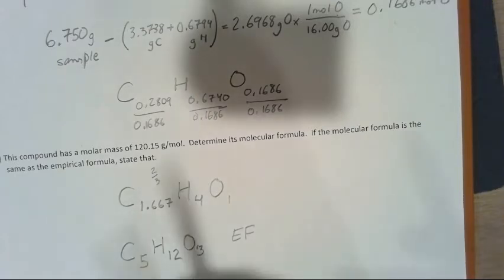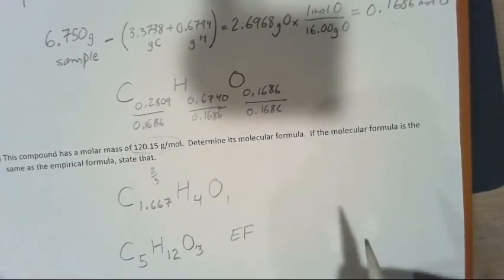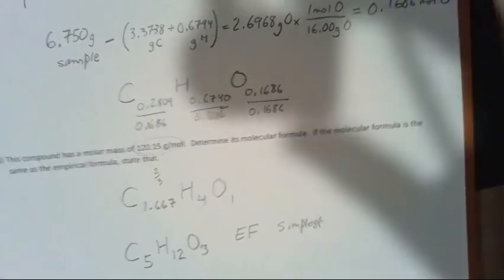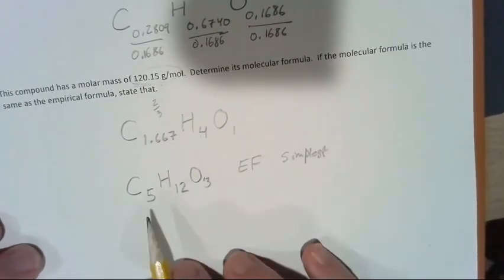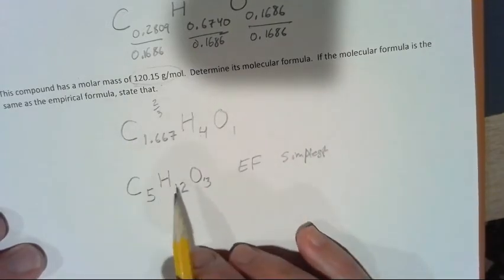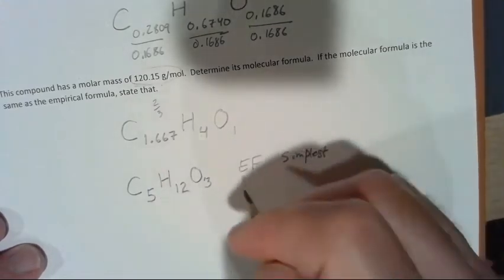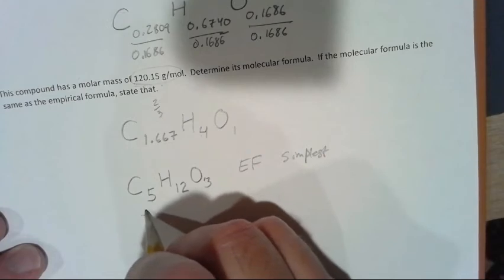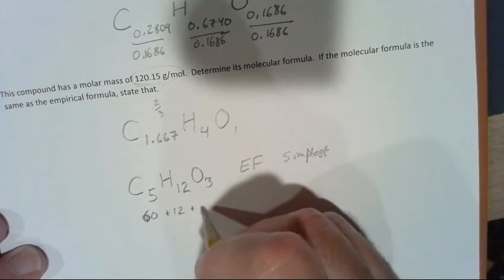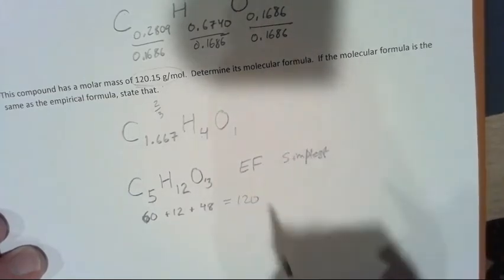The second part of the problem then asks, if the compound has a molar mass of 120.15 grams per mole, what's the molecular formula? So this is the simplest ratio. It is possible to have compounds that have this ratio, but much more carbon, much more hydrogen, much more oxygen. So the best way to do that would be to say, let me see what the molar mass is of this. We can do some rough math here. 5 times 12 carbons is 60. Plus 12 hydrogens is 12. Plus 3 oxygens is 48. And that gives us 120.